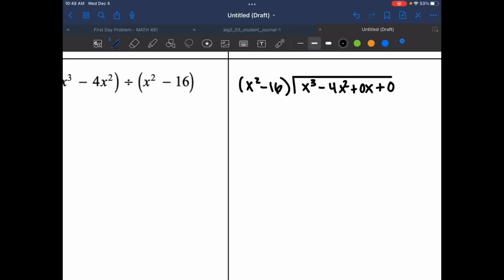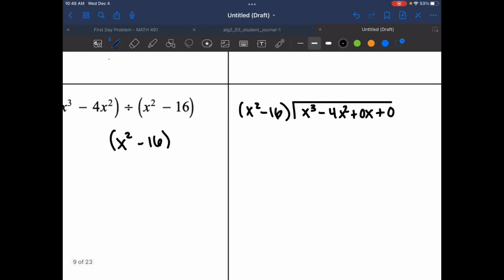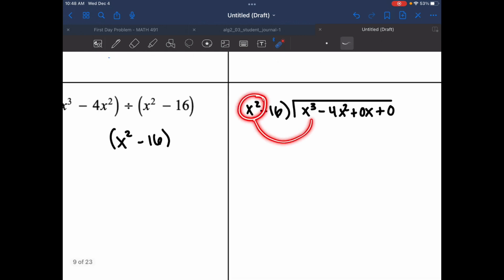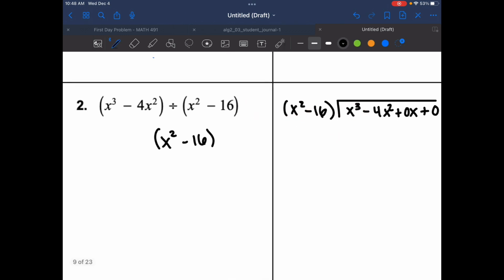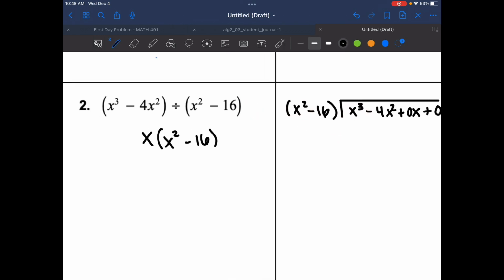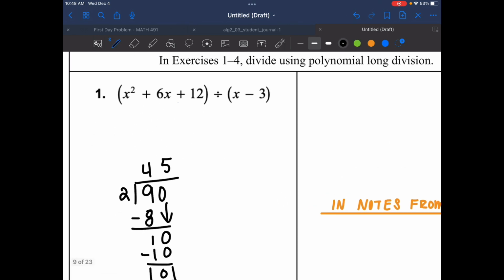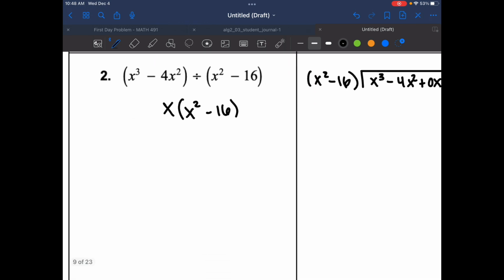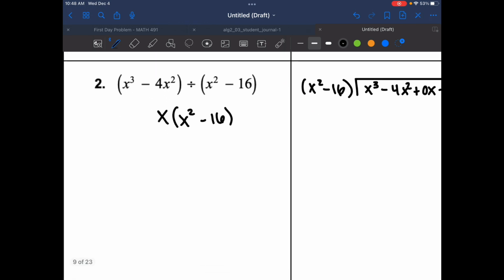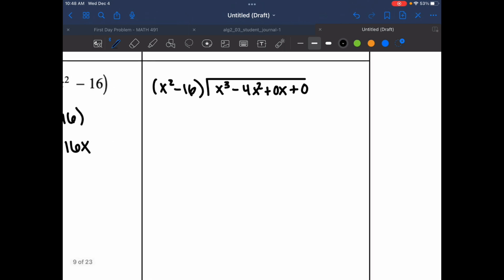All right, so x squared goes into x to the third. How do I make x squared into x to the third, right? That would be x squared minus 16. I want to make this look like this. The best way for me to do that is to multiply this by an x, right? Just like we were multiplying our 2 and our 4 here, we're going to do the same thing. We're just multiplying by an x now. So this is going to give me x to the third minus 16x. So I'm going to write this in here.